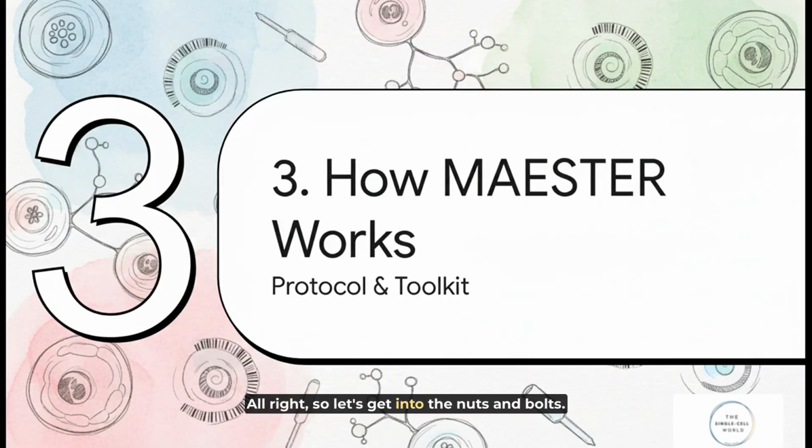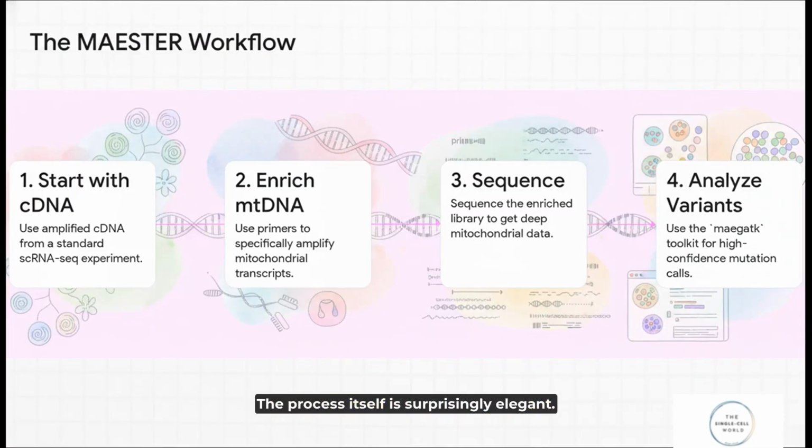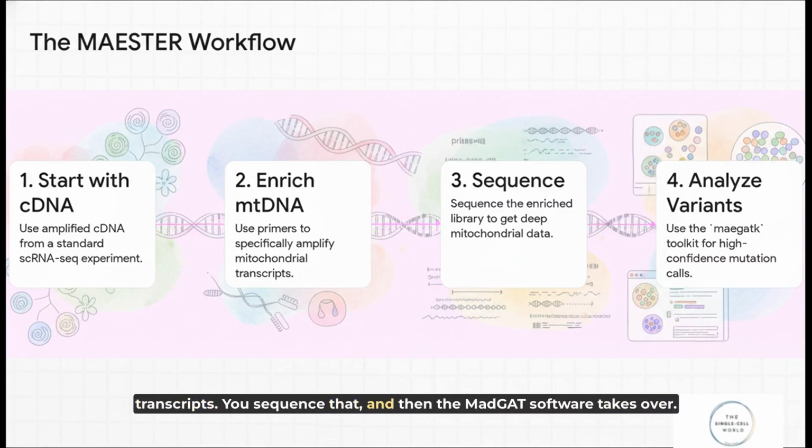All right, so let's get into the nuts and bolts. How does this thing actually work? The magic of MAESTER really comes down to two key parts: a really clever tweak in the lab protocol and a powerful piece of software to make sense of the data. The process itself is surprisingly elegant. You literally start with the amplified cDNA that you already have from your standard experiment, so no need to go back to square one. Then you use a special set of primers and a PCR reaction that acts like a searchlight, finding and making millions of copies of only the mitochondrial transcripts. You sequence that, and then the MAGCat software takes over. It just piggybacks right onto the existing workflow, which is incredibly efficient.